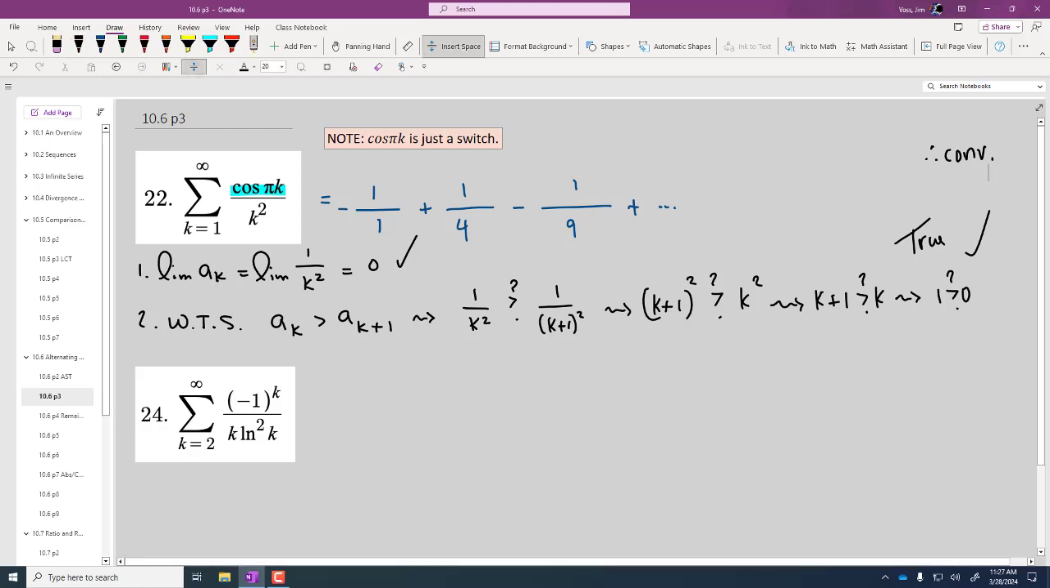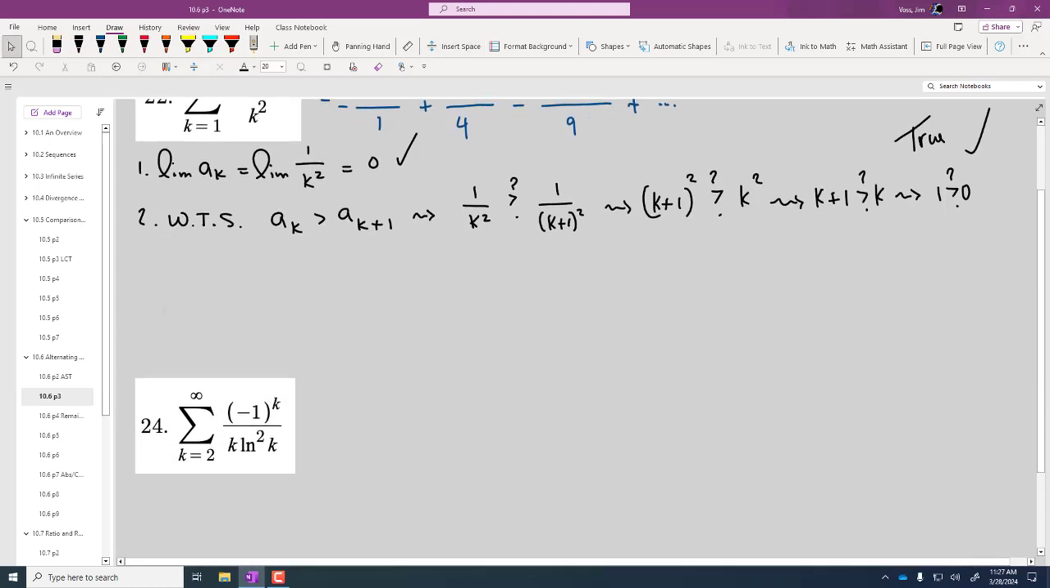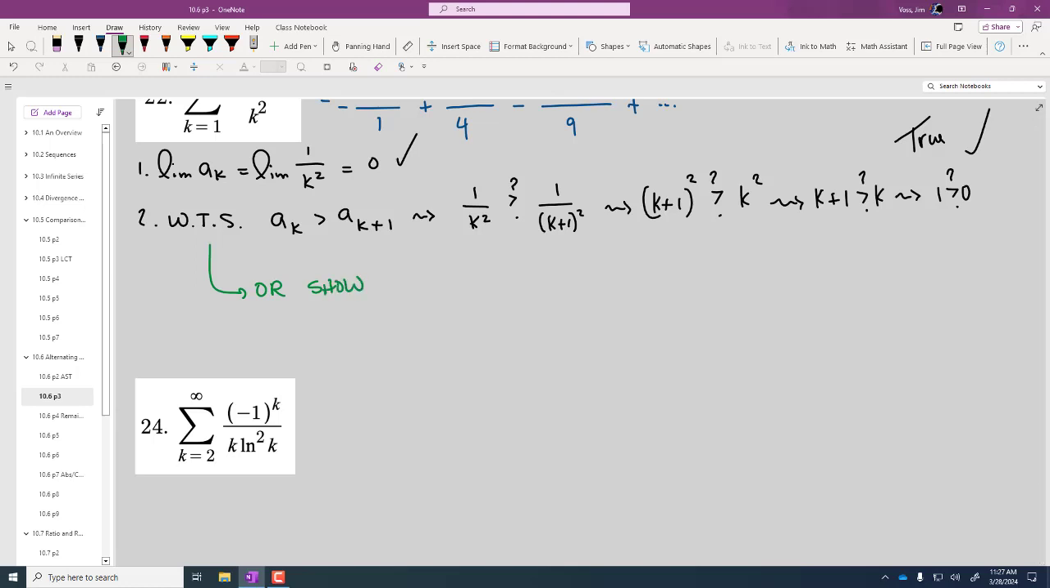So it is technically possible. You could, in this step right here, show f prime of x is negative, with f of x equal to 1 over x squared if we're taking a derivative. So we could also do that.